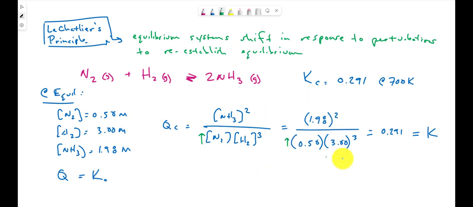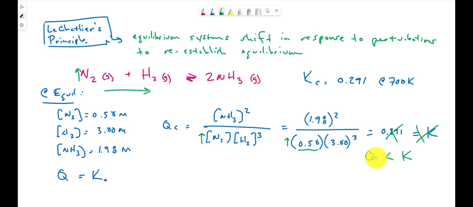How can we think about what's going to happen to this? Well, this will no longer be true. Our Q will not be equal to 0.291, or K. It's now going to be shifted away from equilibrium. And the direction is that we are going to push this equilibrium this direction because we're adding more of this nitrogen gas. And if we're increasing the value of 0.5, what is that actually doing? Well, if we're increasing the value of the denominator, it's going to decrease the value of Q. So now Q is going to be less than K.